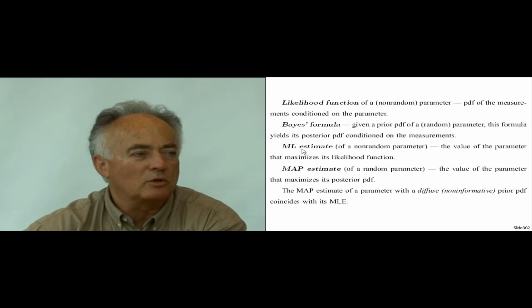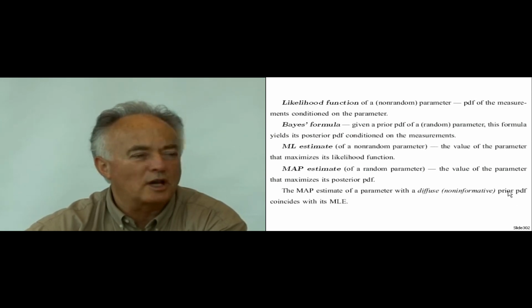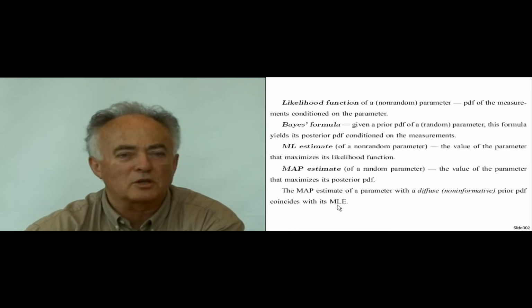The nice thing about the two, MAP and ML, is that the MAP estimate of a parameter with a diffuse or non-informative prior will coincide or degenerate into the maximum likelihood estimate. And that's intuitively very pleasing to know that you can make a prior assumption, then get rid of it by making it non-informative.